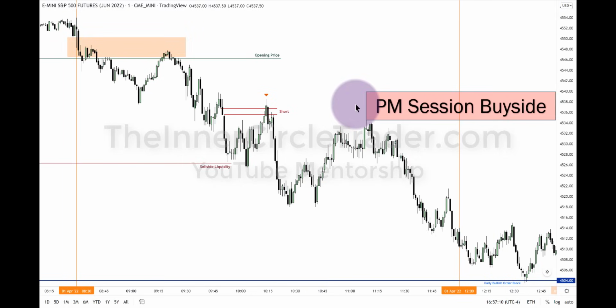Okay, so we have a PM session buy side liquidity pool that the market could likely reach up into, and again, the logic is we moved from this high down to a target.